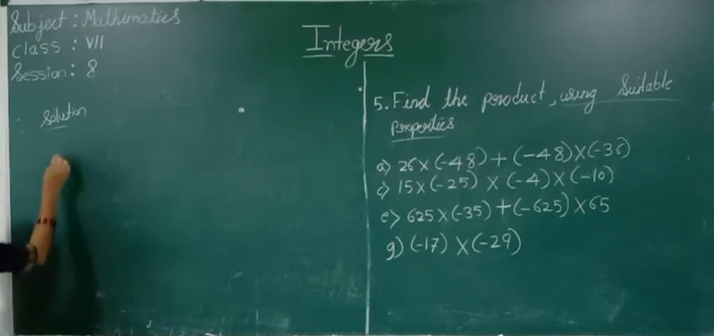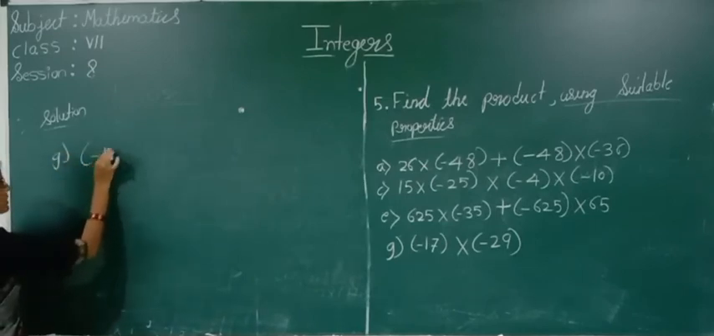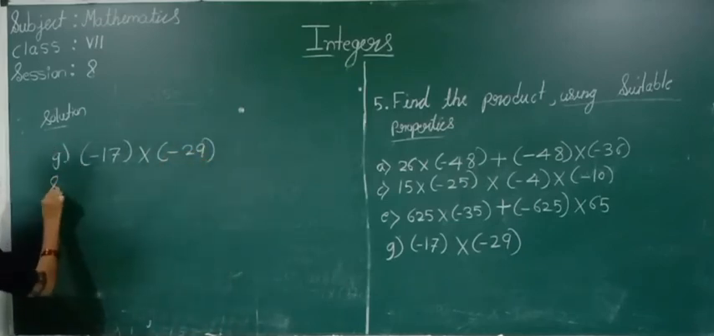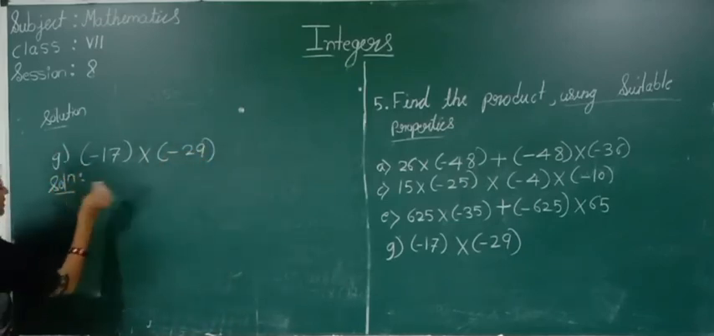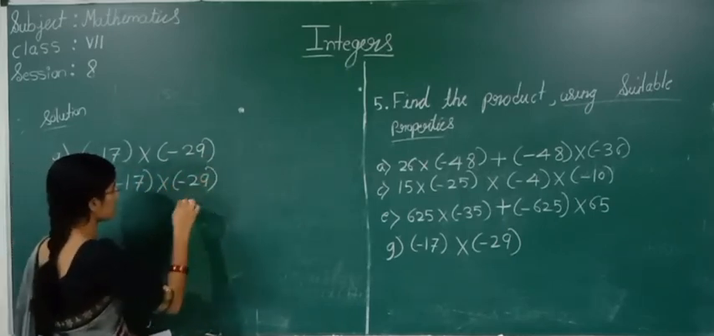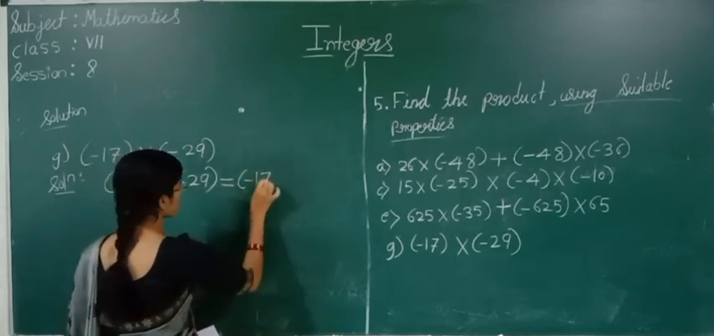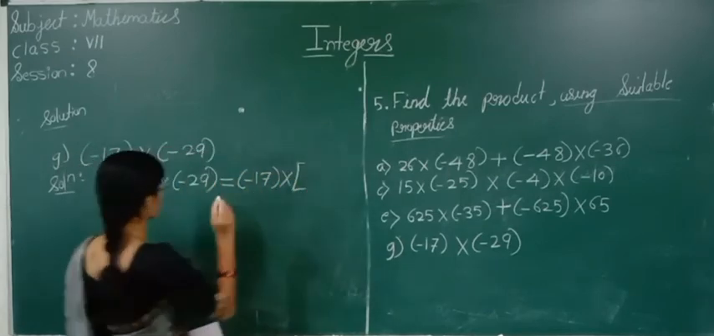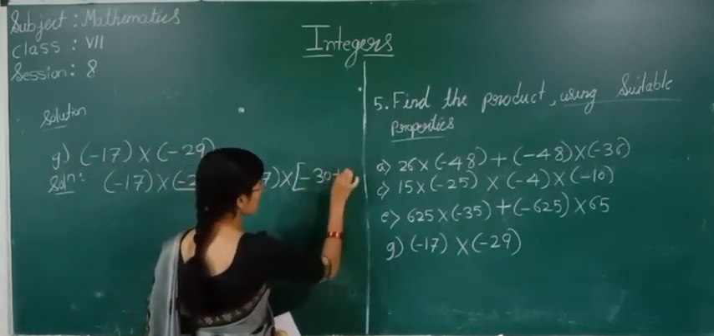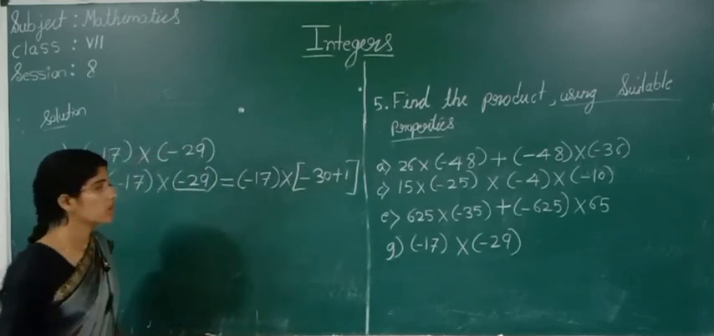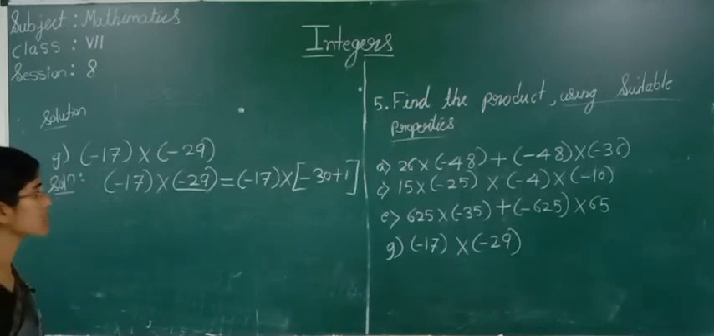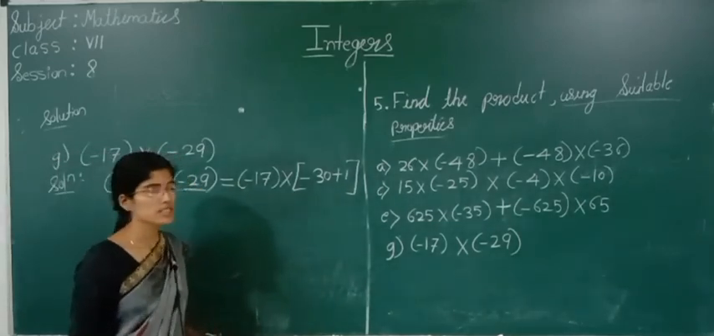Now see, student, G1 minus 17 into minus 29. So this can be written as minus 17 multiplied by minus 29. This is nothing but minus 17 multiplied by, see students, minus 29 can be written as minus 30 plus 1. Is there any wrong here? No. Minus plus is minus. 30 minus 1 is 29. Bigger number is 30. 30 has minus sign, right?